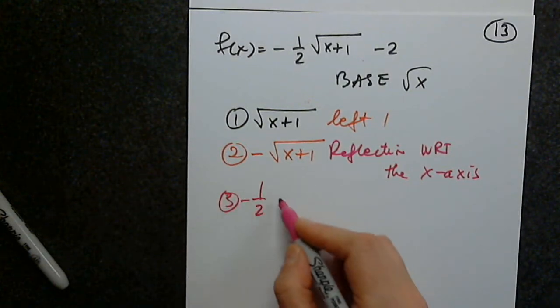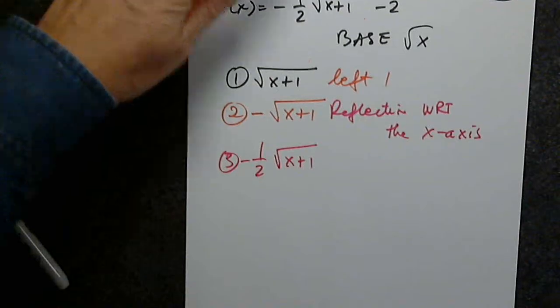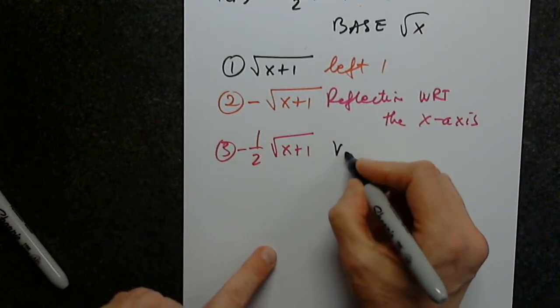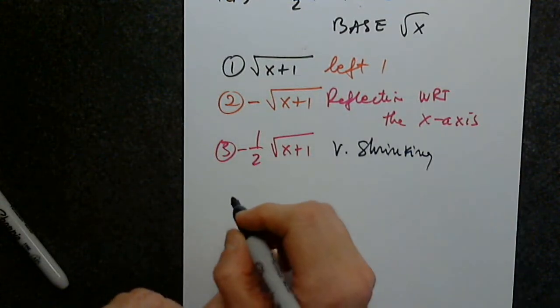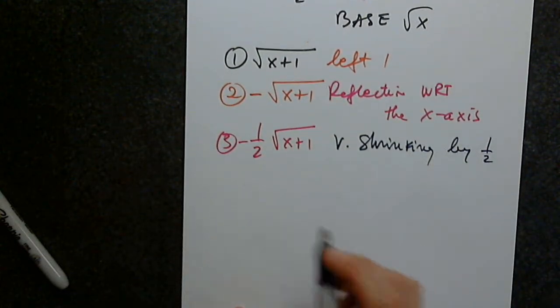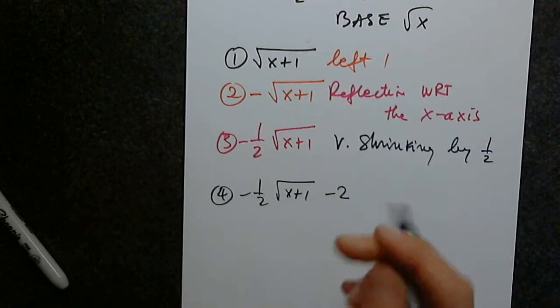And number 3, negative 1/2 the square root of x plus 1. What does this do to the graph? And what am I changing? Always remember to think. Am I changing x or am I changing y? Y. Very good. So this is a vertical shrinking by a factor of 1/2. And the last one is negative 1/2 the square root of x plus 1 minus 2.